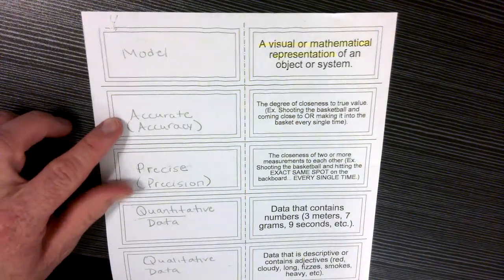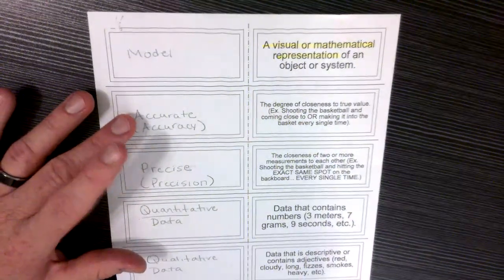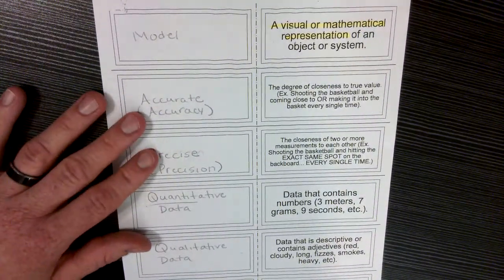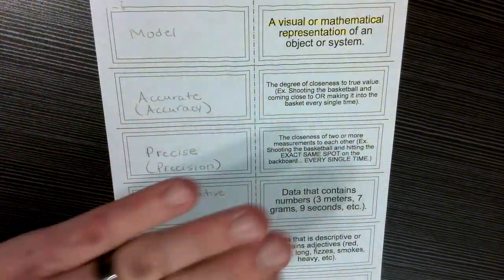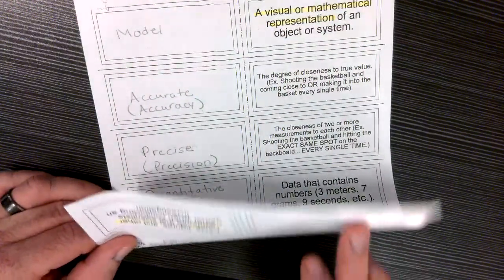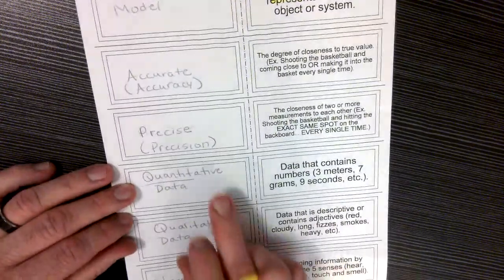I want to come back to these two in just a second, accuracy and precision. So you can either write them down now, but I'm not going to discuss them. I want to do that very, very last. What I really want to talk about is on this backside, you wrote data. I want to talk about two types of data real quick.